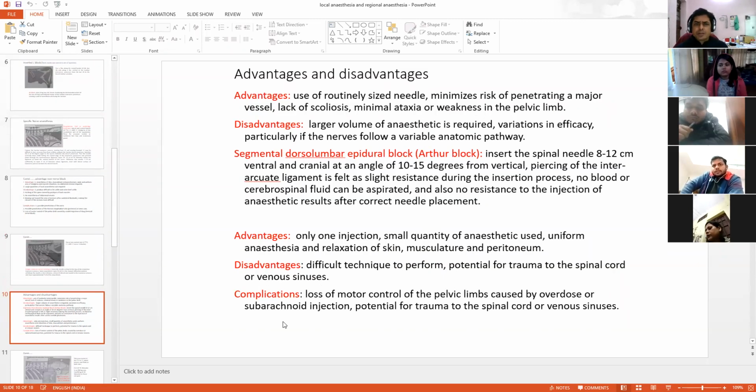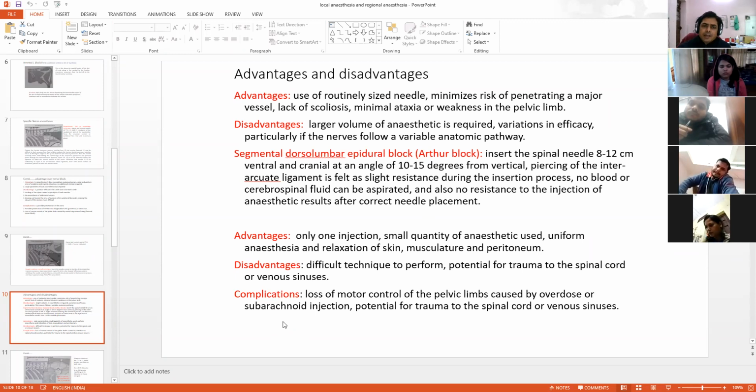Advantages: used routinely, minimizes risk of penetrating major vessels, lack of scoliosis, minimal ataxia or weakness in the pelvic limb, and there is no caudal movement in this. Disadvantages: a larger volume of anesthetic is required, and variation in efficacy, particularly if nerves follow a variable autonomic pathway. These are the simple disadvantages.